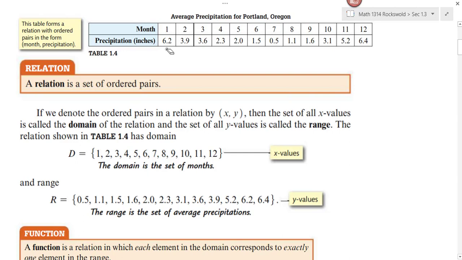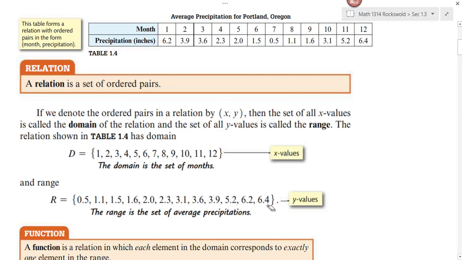If we denote the ordered pairs by a set of ordered pairs x comma y, then the set of all the x values are called the domain, and the set of all the y values is called the range. To help you keep straight which is which, just notice that these are in alphabetical order. X comes before Y in the alphabet, domain comes before range, so X goes with domain and Y goes with range. The domain would be the set of all of the months, and then the range we typically write in order from least to greatest.